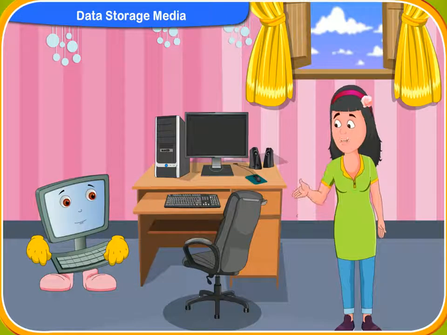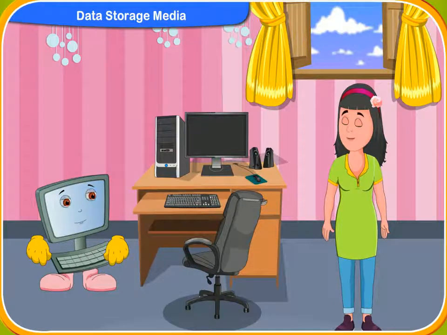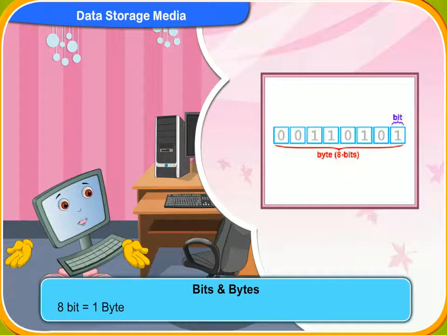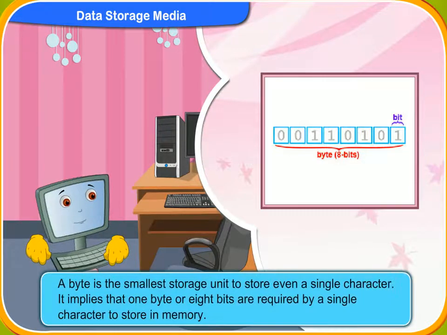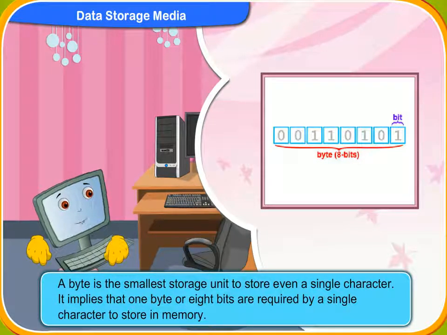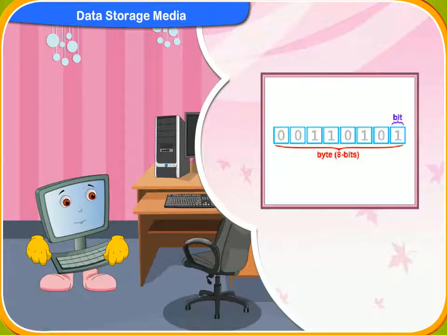What is the difference between bits and bytes? Bytes are bigger than bits. 8 bits make 1 byte. A byte is the smallest storage unit to store even a single character. It implies that 1 byte or 8 bits are required by a single character to be stored in memory.